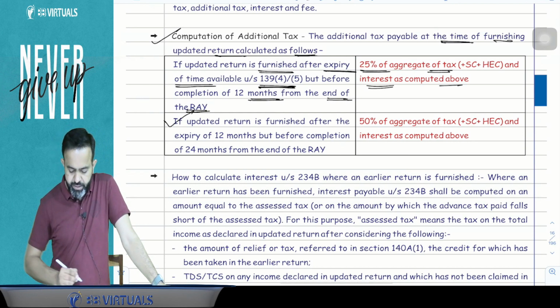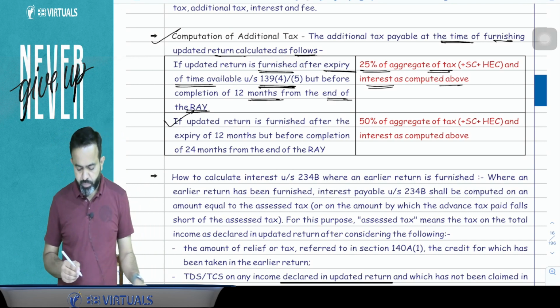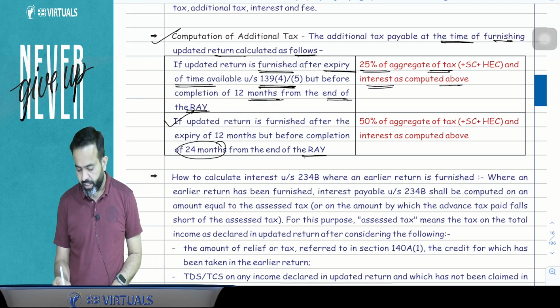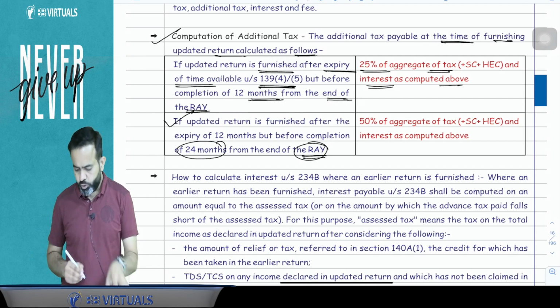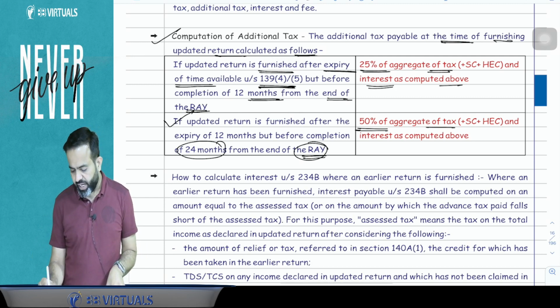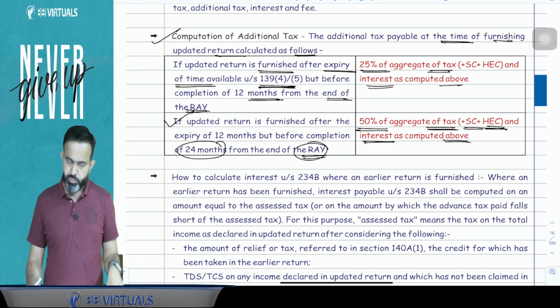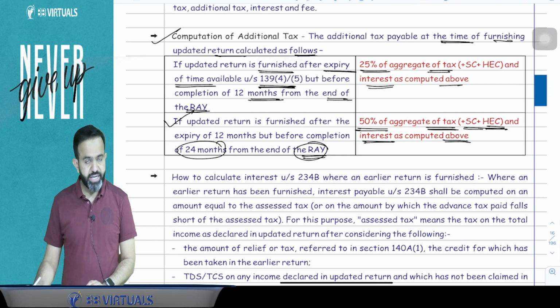And if the updated return is furnished after the expiry of 12 months but before completion of 24 months from the end of the relevant assessment year, then you have to pay 50% of the aggregate of the tax, that is, plus surcharge plus health and education cess and interest as computed above. You got my point or not? Yes. So this is called your additional tax.